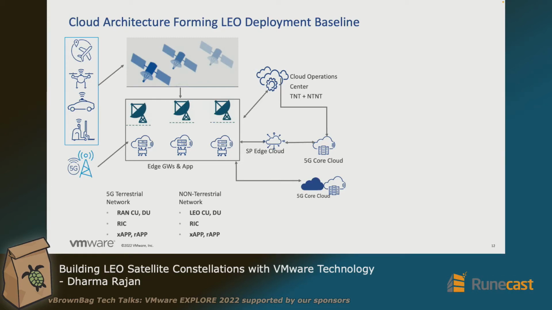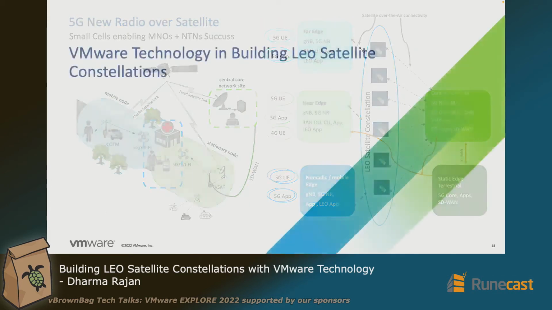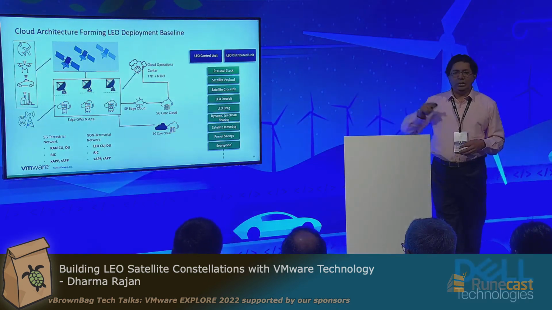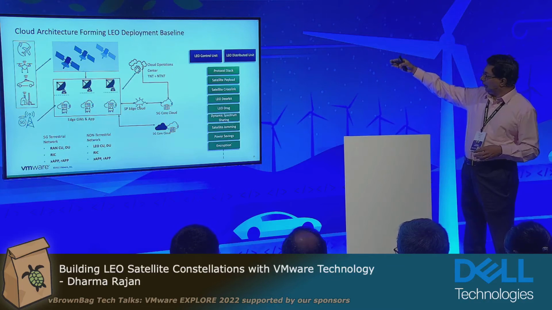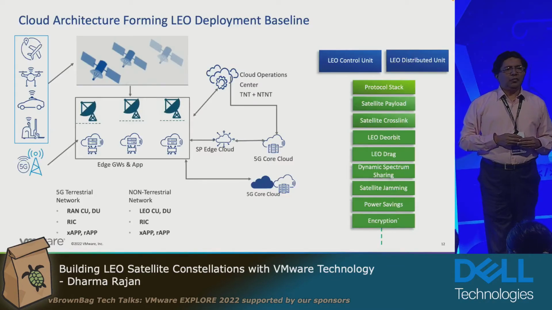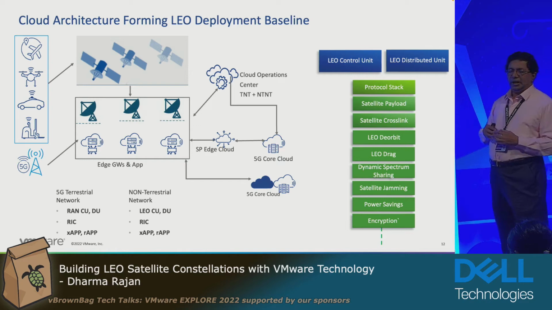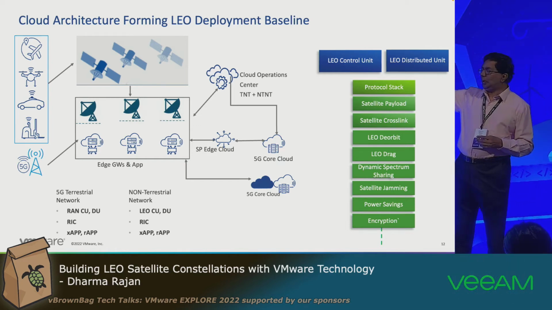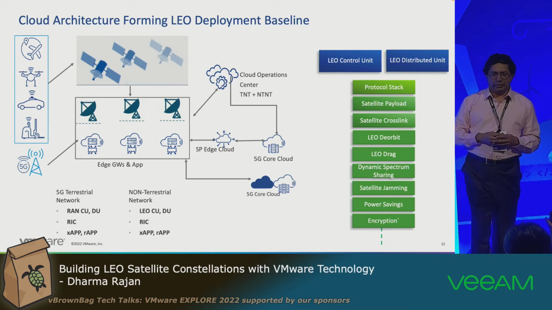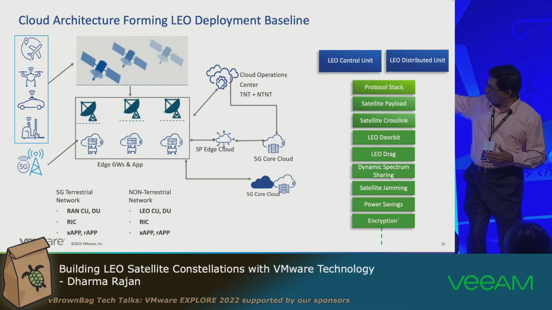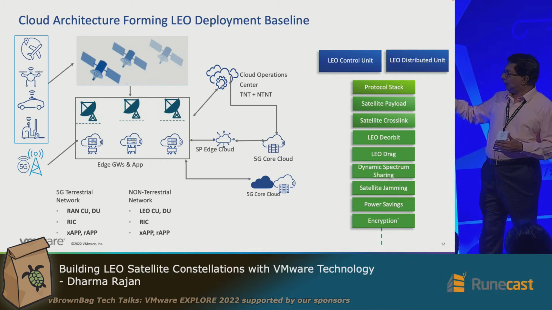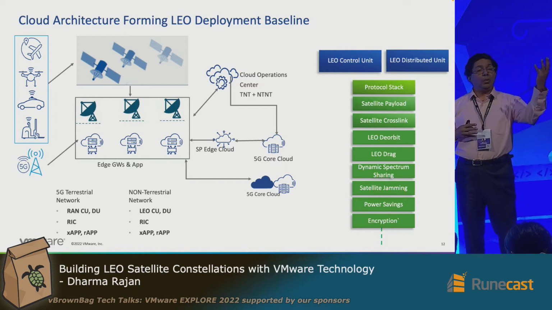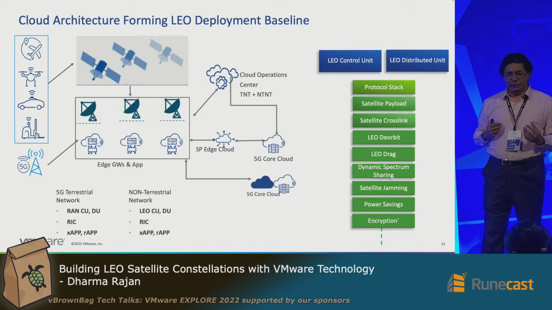Now, as you do that, where are the places where this works? If you look at a LEO constellation, there are various things that we can bring in as radio network units, whether it's a control unit or a distributed unit. Right from starting with the protocol stack, the satellite payload, we talked about crosslinks, how each LEO satellite has to be connected. Then how do you manage that? How do you deorbit those satellites?